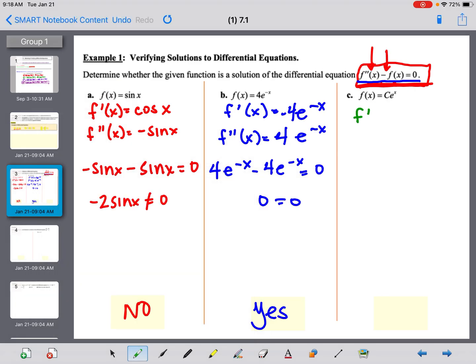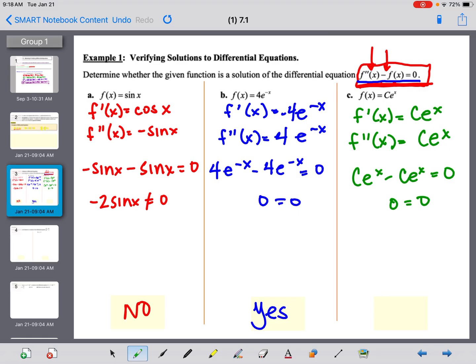Okay, first derivative, c e to the x. Well, e to the x is itself times the derivative of the exponent, which is just 1, so that's going to be c e to the x. And as we take the derivative of that, it's going to stay the same, because e to the x is itself times the derivative of the exponent, 1, so it's going to be c e to the x. So I take my second derivative and subtract my function, and I'm seeing if that equals 0, which it will, so 0 equals 0. So yes, this is a solution.